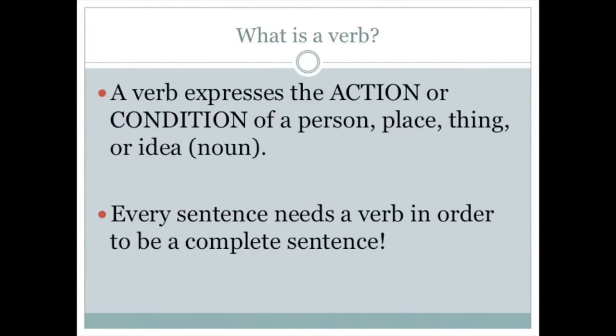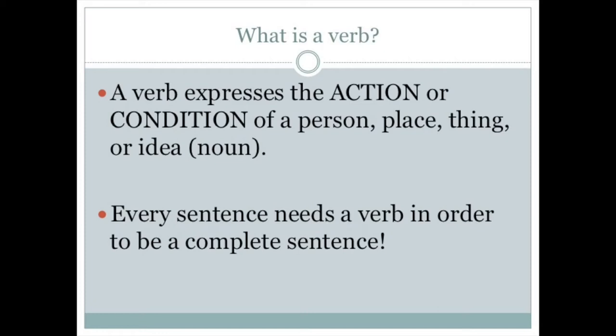As usual, we'll get started with a quick review. What is a verb? Remember, a verb expresses the action or the condition of a person, place, thing, or idea, which is the noun or subject of the sentence. Every sentence needs a verb in order to be a complete sentence.